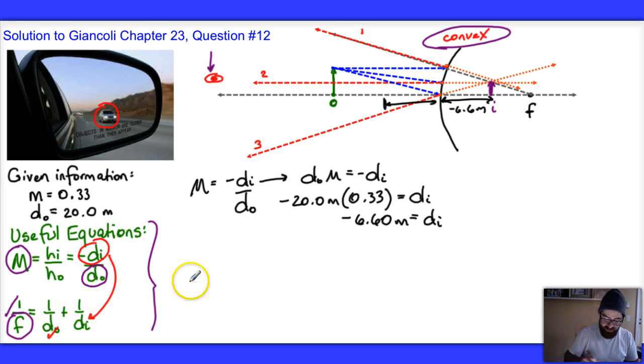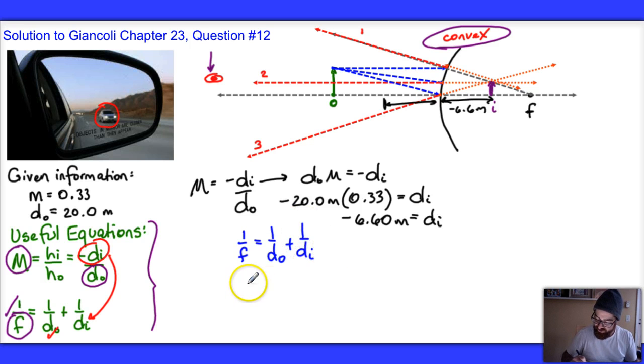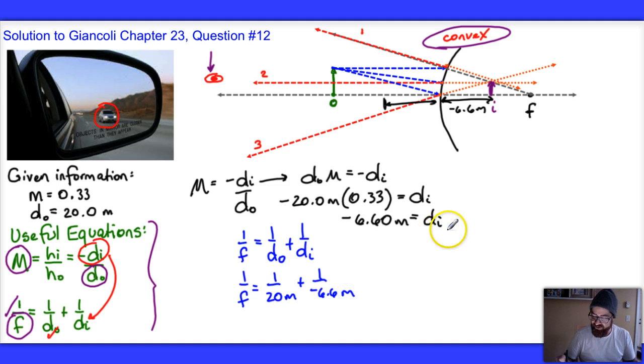Step 2 involves using the thin lens equation. I'll go ahead and start with 1 over f is equal to 1 over do plus 1 over di, and I'm immediately ready to substitute. So that becomes 1 over f is equal to 1 over the distance to the object given to me in the problem, positive 20 meters, plus 1 over negative 6.6 meters, which is the distance to the image and what I found in the previous step. When I run this through my calculator and solve for f, I get 9.85 meters. And I forgot my negative sign here, so let's remember to put that in.